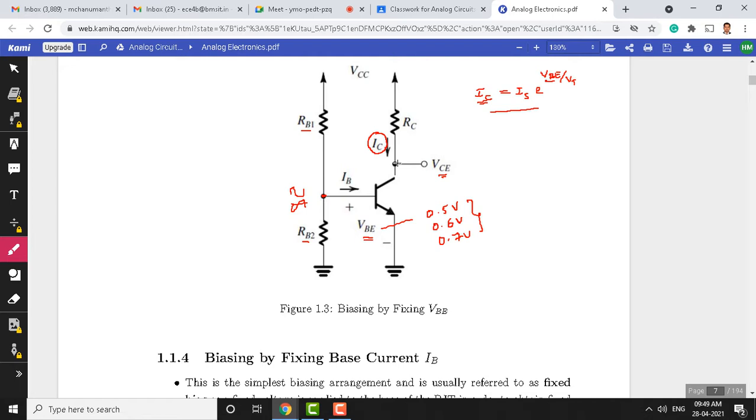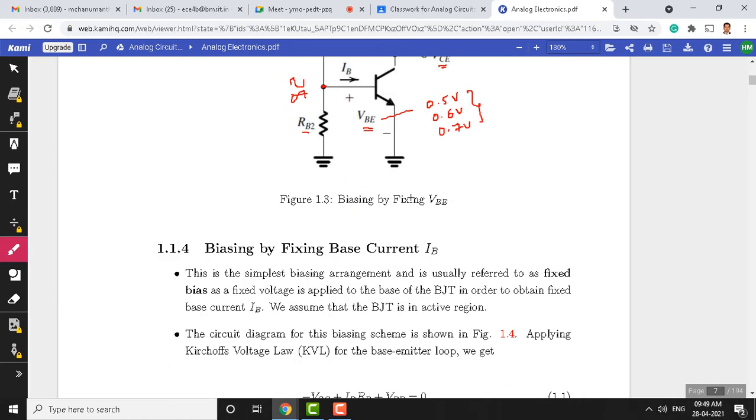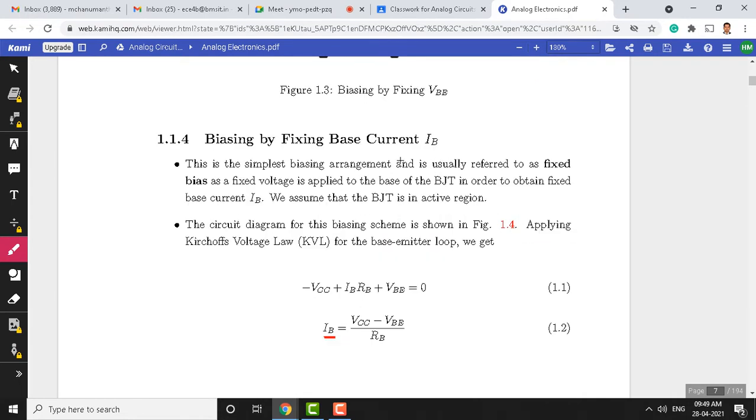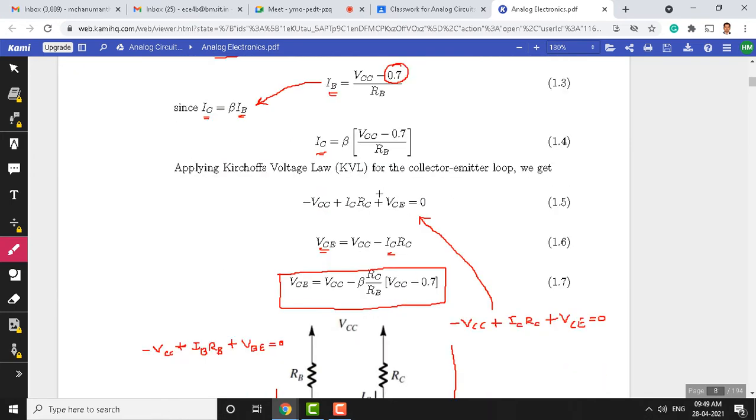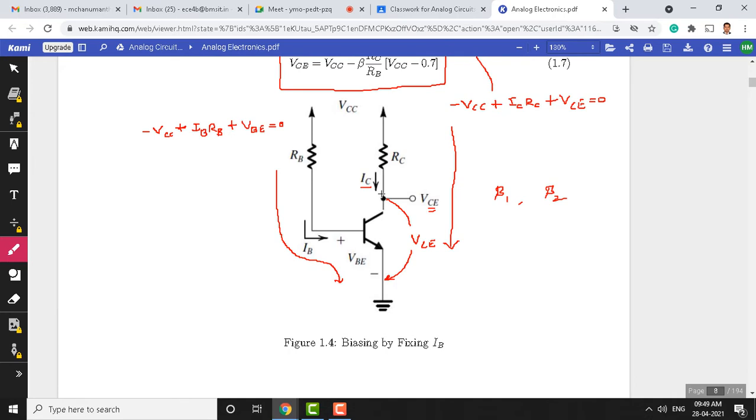The next biasing scheme, which is once again a bad biasing scheme, is by fixing base current. Any drawback of this we discussed last class? Can anybody tell me what is the drawback of this circuit? As beta changes, yes, the output current changes. Previously the collector current depended on VBE, but now let us assume that we are providing constant VBE by having constant base current here. Now the problem is with the transistor, the BJT.